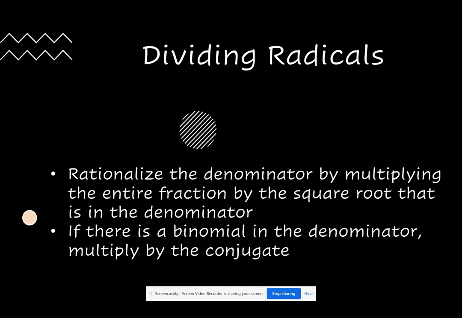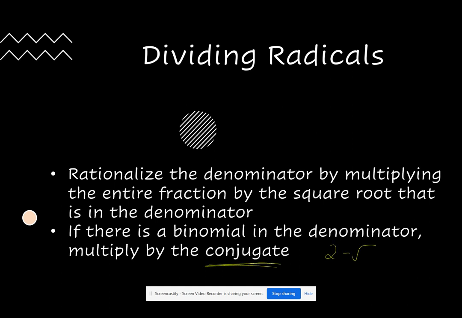Dividing, we always want to just rationalize our denominator. So if there's just one number, just a monomial in the denominator, you're going to multiply it by whatever radical. So if it's like 3 root 2, multiply the top and bottom by the square root of 2. So just whatever's in the bottom to make it cancel out. And then if there's a binomial, you're going to multiply by the conjugate.